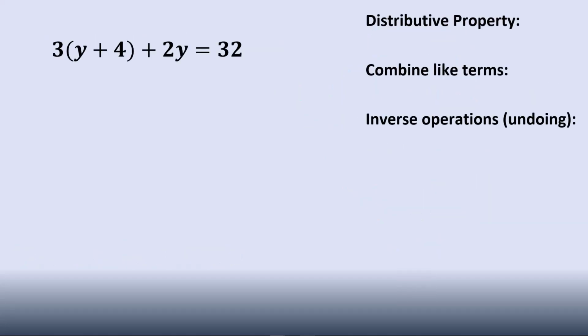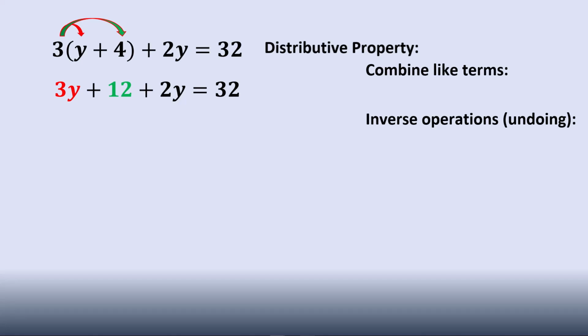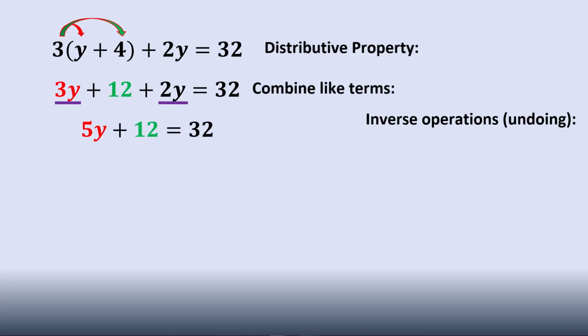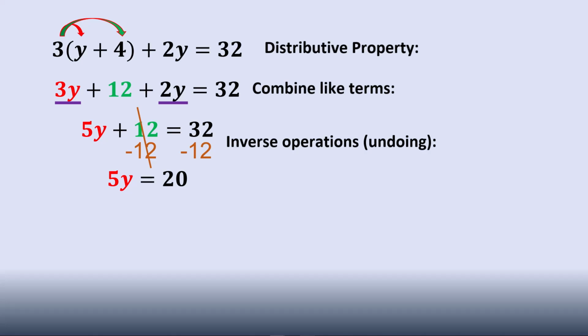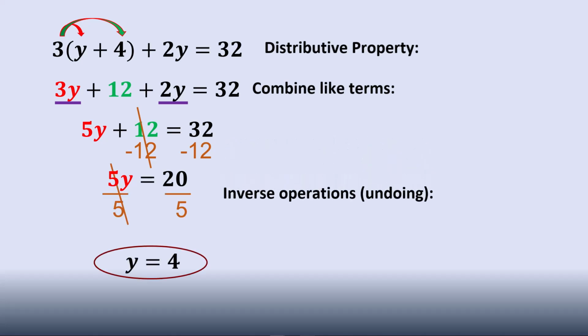In this equation, we finally have a distributive property to do because we see the pattern, 3 parentheses y plus 4 in the equation. So we distribute and we get 3y plus 12 plus 2y equals 32 for the new equation. Now we combine 3y and 2y to become 5y. We undo the 12 by subtracting it from both sides. We divide both sides by 5, and our final answer is y equals 4.